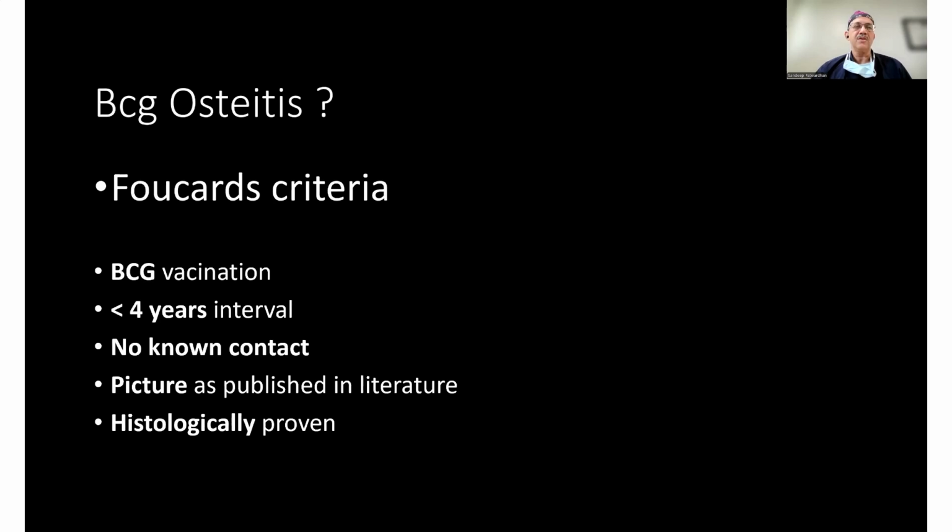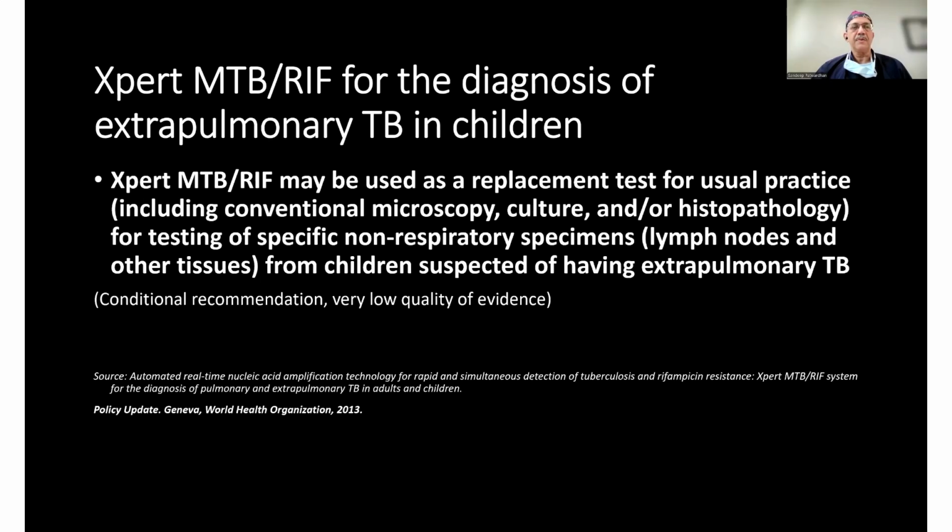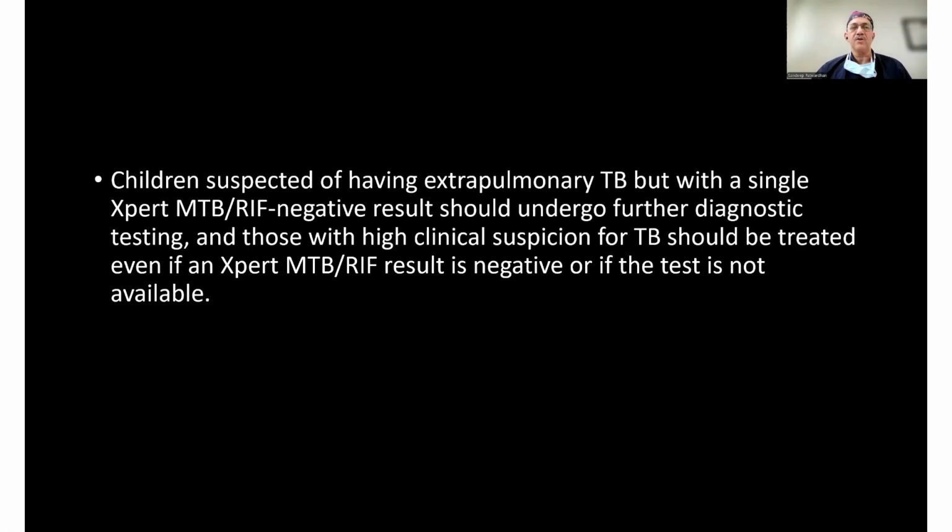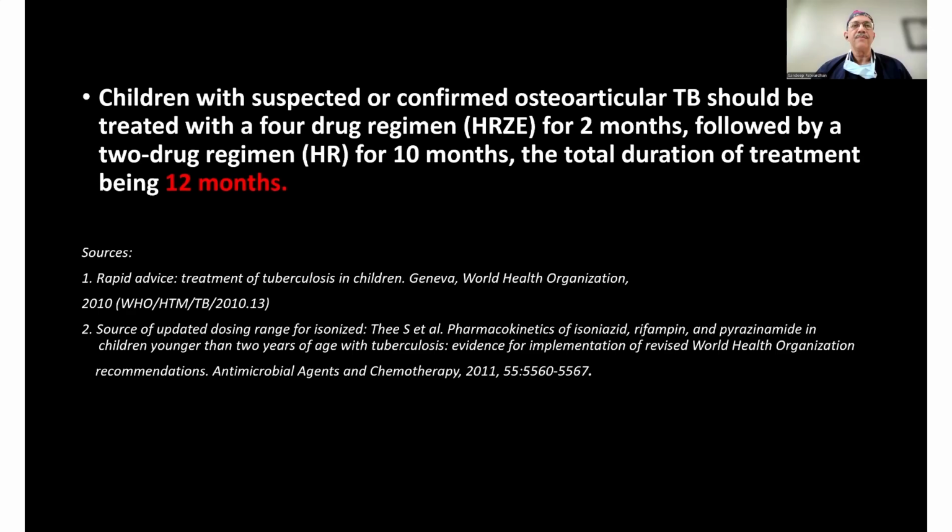To rule out BCG osteitis, you must prove that it's the same strain, which might be difficult. Xpert MTB/RIF methods may be used for diagnosis of extrapulmonary tuberculosis. These are the new tests. And children suspected to have osteoarticular TB should undergo these tests for confirmation.